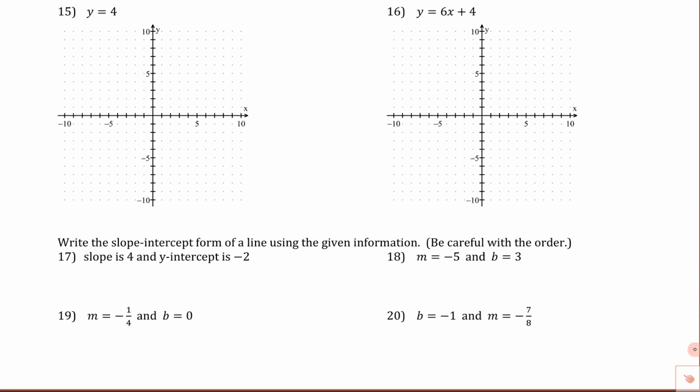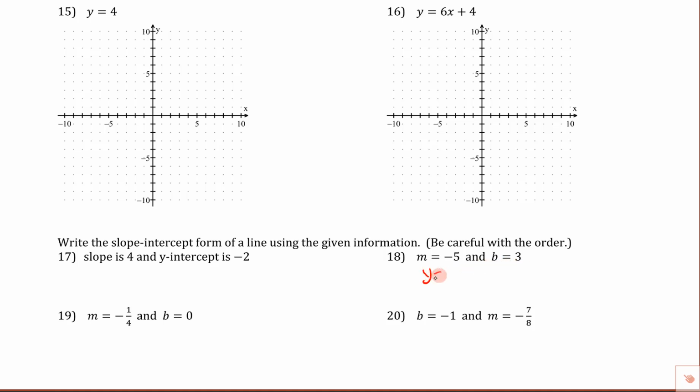And then take a look at the very end. These problems say write the slope-intercept form of the line using the given information. And it does say be careful which order they give them to you, because sometimes they'll give you the slope first, then the y-intercept. Sometimes they'll give you the y-intercept, then the slope. Sometimes they'll just give you information that helps you figure that out. So let's take a look at number 18. On number 18, they do happen to give us it in the order of the slope is negative 5, and then the y-intercept is 3.